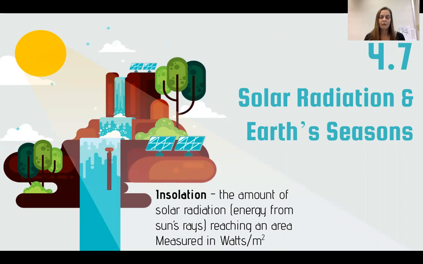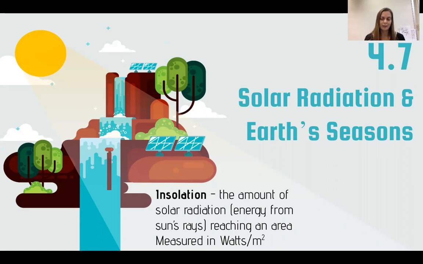We're continuing Unit 4, which is all about Earth systems and resources, and we're continuing talking about weather and the sun and how it's all related. So we're going to talk about solar radiation and the seasons of the Earth. The first term we're going to define is this thing called insolation.